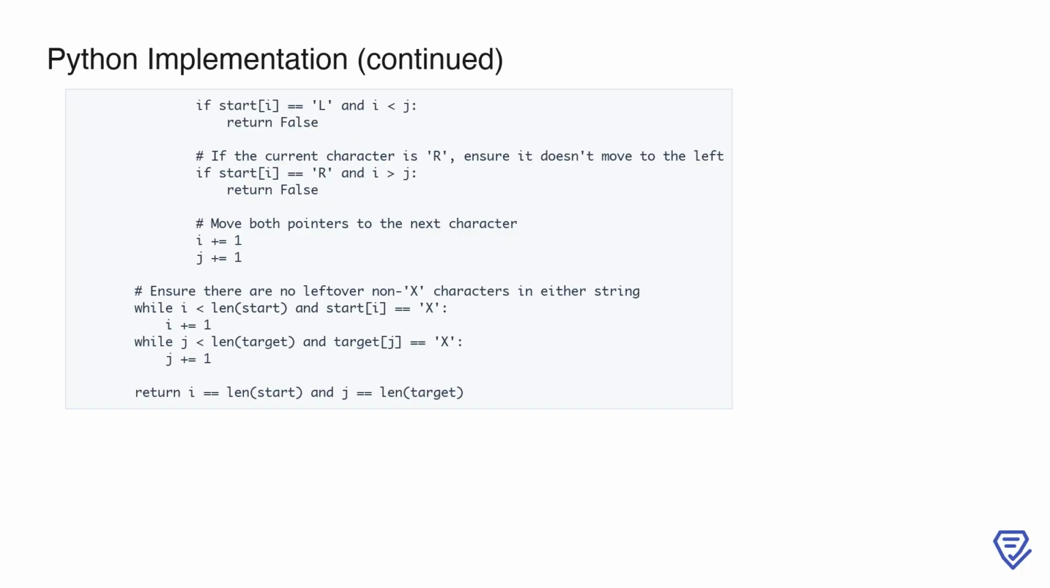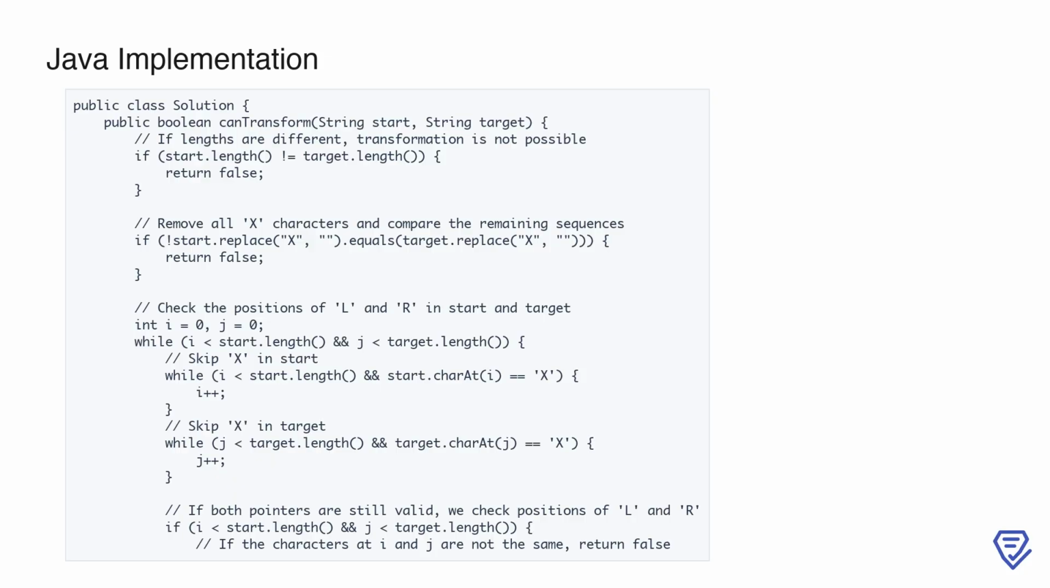Finally, if both pointers have reached the end of their respective strings, we return true, indicating that the transformation is valid. Here, we begin by defining the can_transform method, which takes two strings, start and target, as input parameters. The first thing we check is whether the lengths of these two strings are different. If they are, it's impossible to transform one into the other, so we immediately return false.